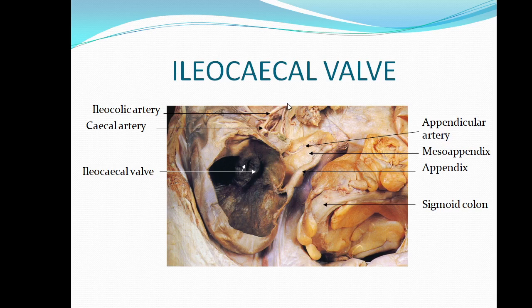Here you can see the ileocecal artery which gives the cecal branch which supplies the cecum, and it gives an appendicular branch here, this appendicular artery which enters the mesoappendix. Yeah, this is the mesoappendix, that is the peritoneal fold which suspends the appendix, and this is the appendix you can see. So you can see the appendicular artery entering into the mesoappendix to supply the appendix.